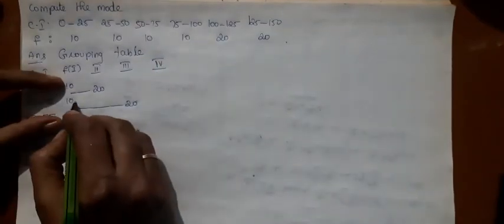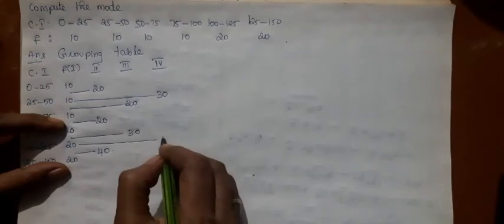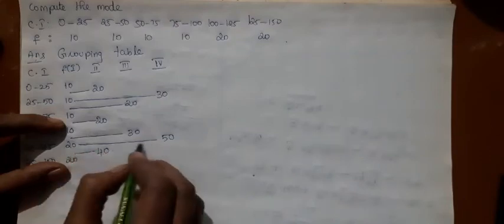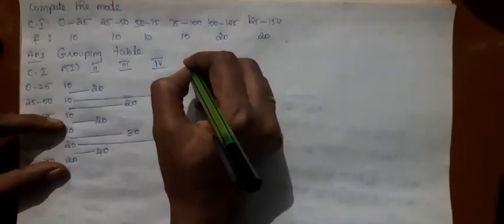Now group the values in threes and write the total at the center. 10, 20, 30. The total should be written at the center. Then again group the values in threes, 50. Write it at the center. This line is important. It will be very much useful for us to form the analysis table.